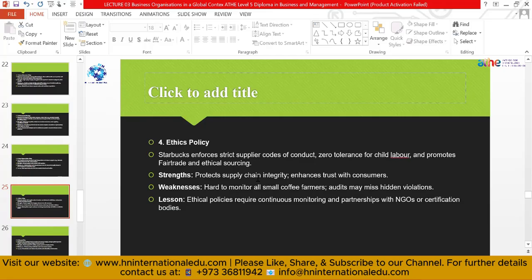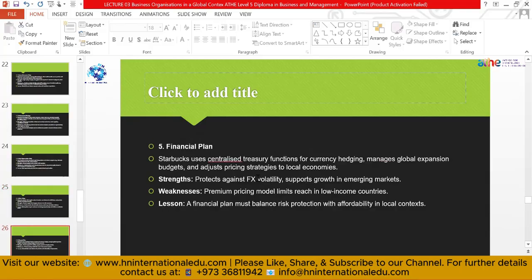Ethics policy: Starbucks enforces strict supplier codes of conduct, rules and regulations, with zero tolerance for child labor. That is what they say, I don't know what actually they do, and it promotes fair trade and ethical sourcing. Whatever they're sourcing for the products displayed at their outlets, they say it is all ethical. Strength: protects supply chain integrity, enhances trust with consumers. However, it is hard to monitor all small coffee farmers. Audits may miss hidden violations, that is, small loopholes. Lesson: ethical policies require continuous monitoring and partnership with NGOs or certification bodies. That's what they do once they move from one country to another.